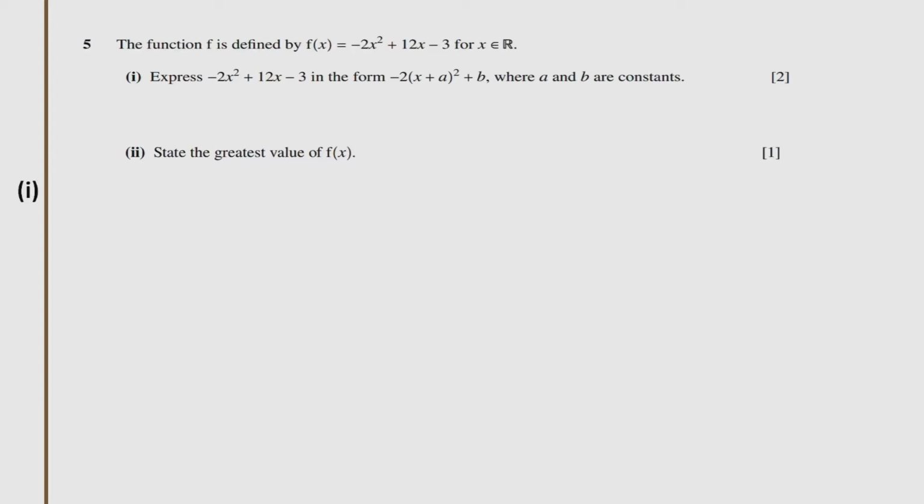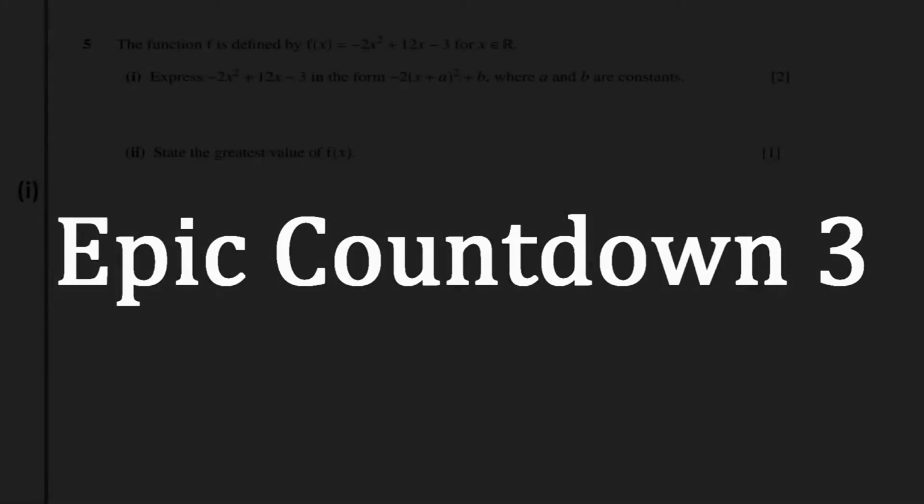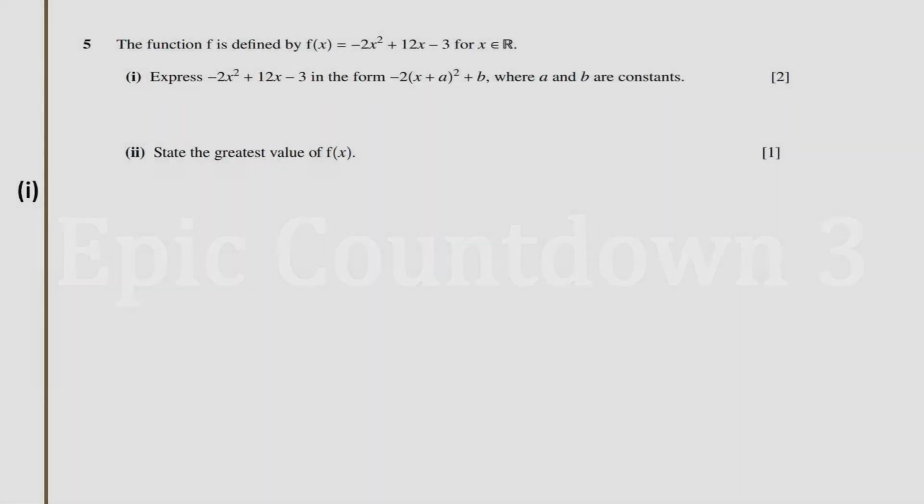So pause the video right now, and my workings will be revealed in 5, 4, 3, 2, 1. Now, the function f is defined by f of x. You can just treat f of x as y. The graph, y-axis and x-axis, that y. The result, the output. So now we are going to complete the square.